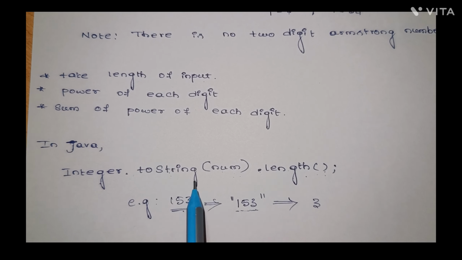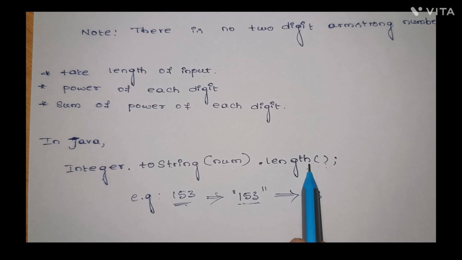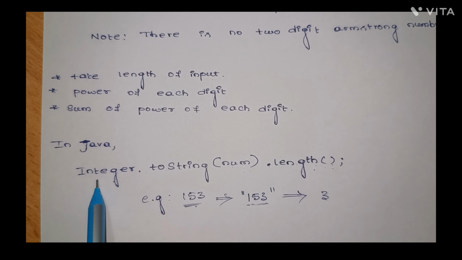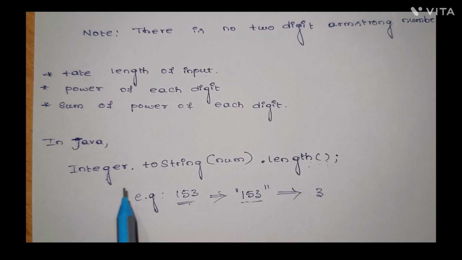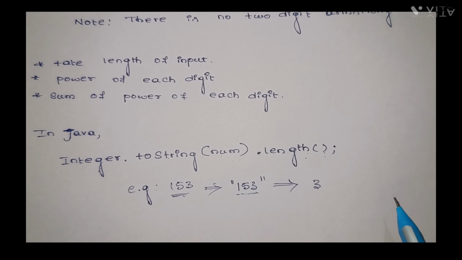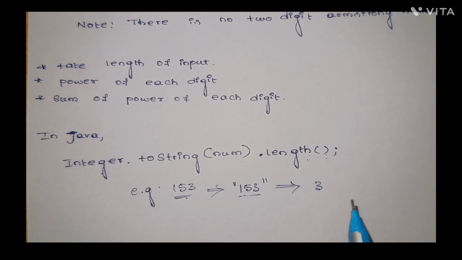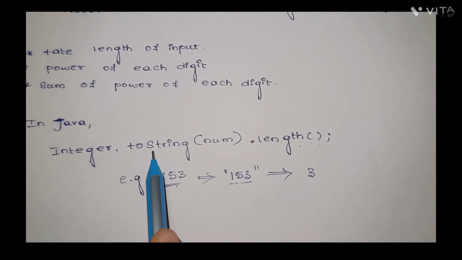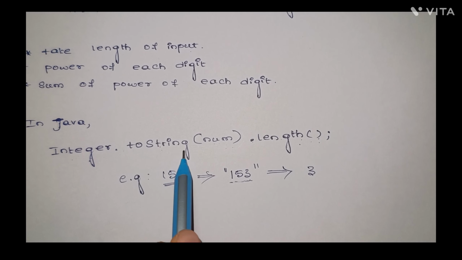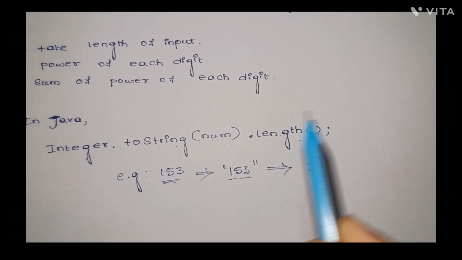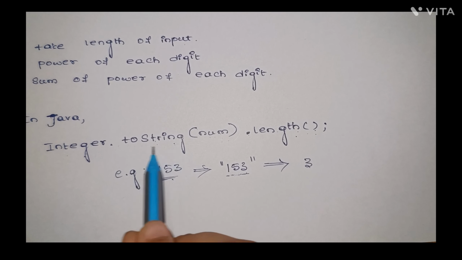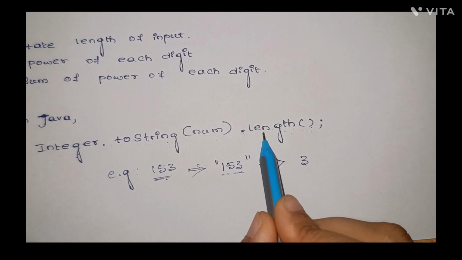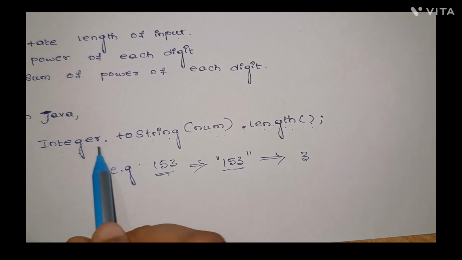Consider Integer.toString of number, then length. Integer is a wrapper class. Basically, a wrapper class is used to convert the primitive data types into objects. Converting the primitive data types into objects helps to use the built-in classes. For example, here we are using toString. It's a built-in method used on string.